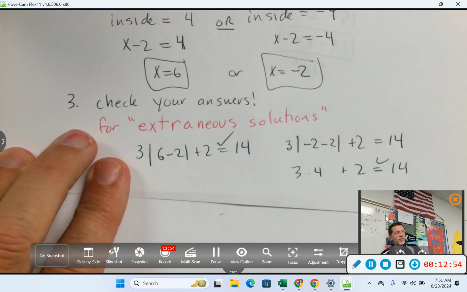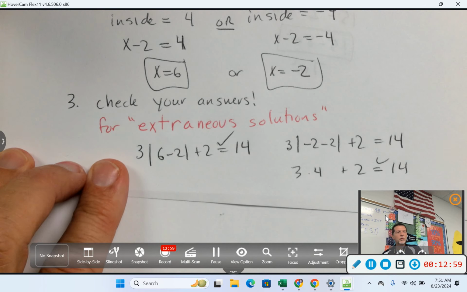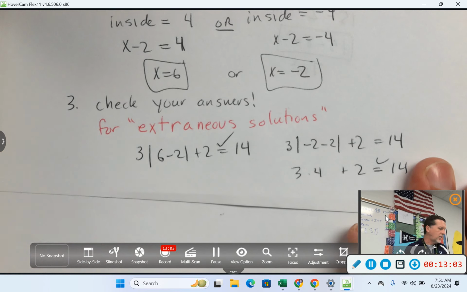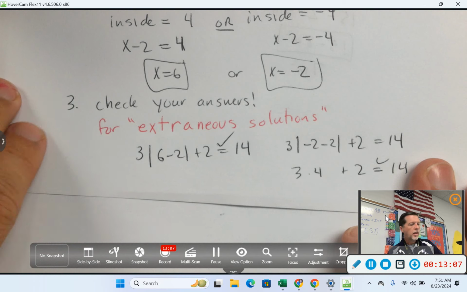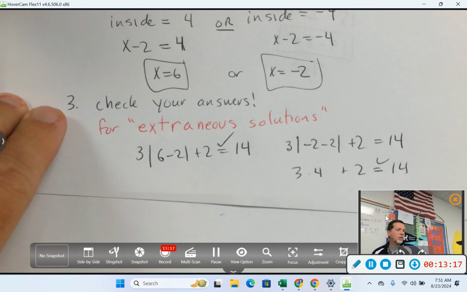Again, this is not checking because you're a conscientious student and you just want to make sure you got it right. You're checking because you can do everything right and still get answers that don't really work. If it doesn't work, you would mark out whichever one or ones don't work. So if one of them doesn't work, you'd still have an answer. But if two of them don't work, you would have no answers and you would just say no solution.